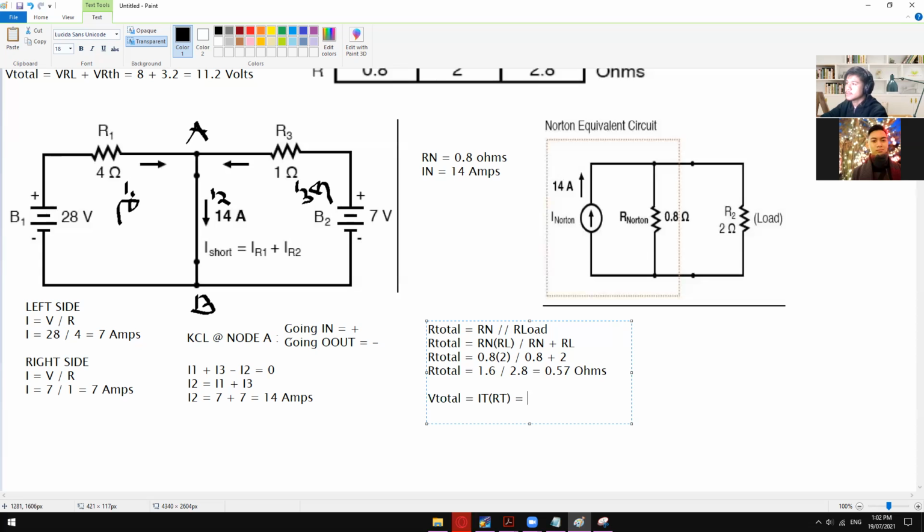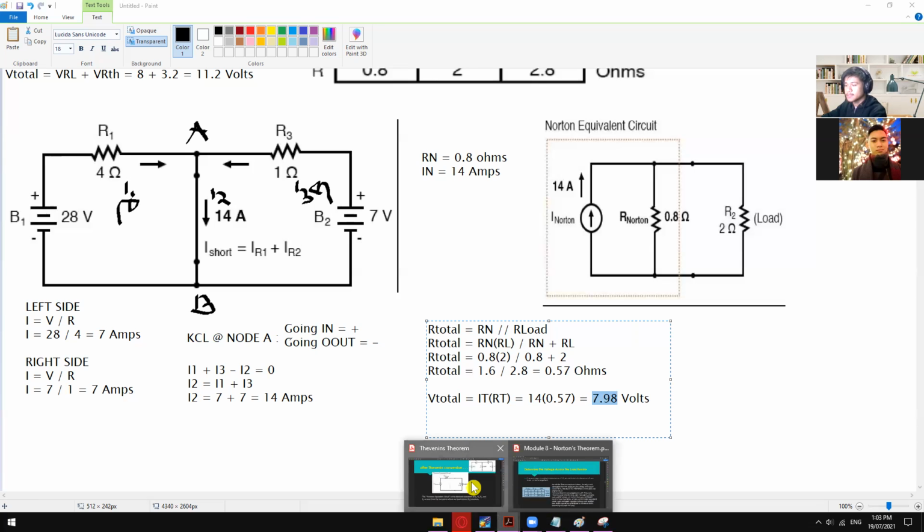I total is equal to 14 amps, which is our I Norton, times R total, which is 0.57 ohms. V total is $7.98. So please verify also my answer. Okay, baka may mali. So we can recheck that one. So 7.98 volts. So okay, naalala ko na. Okay. So this one was actually rounded.